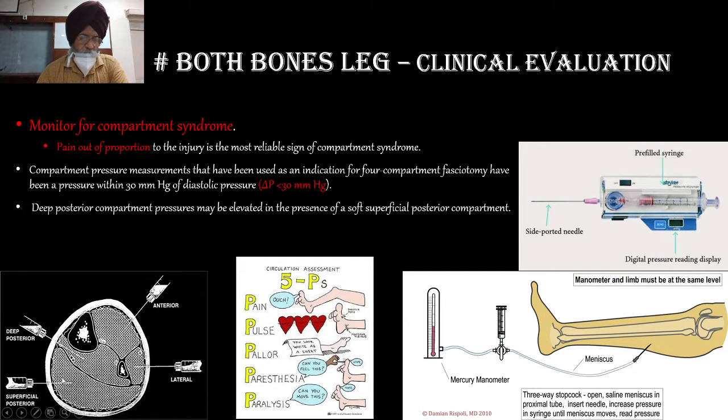And these are the compartments. The leg contains 4 compartments: one anterior, one lateral, and 2 posterior, one superficial and one deep. So the pressure is measured in all 4 compartments.